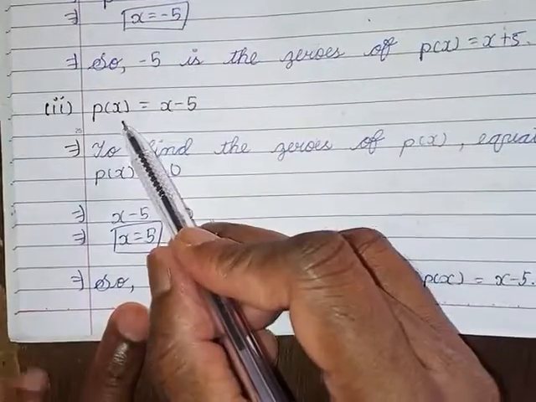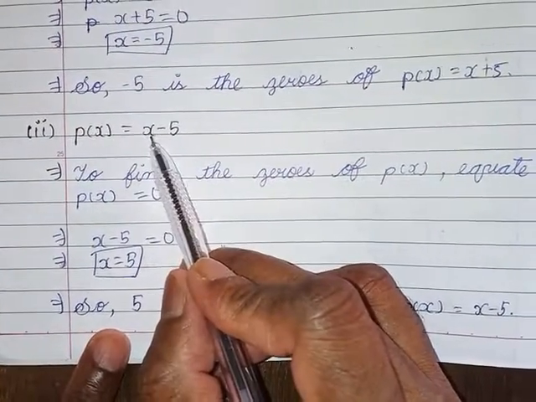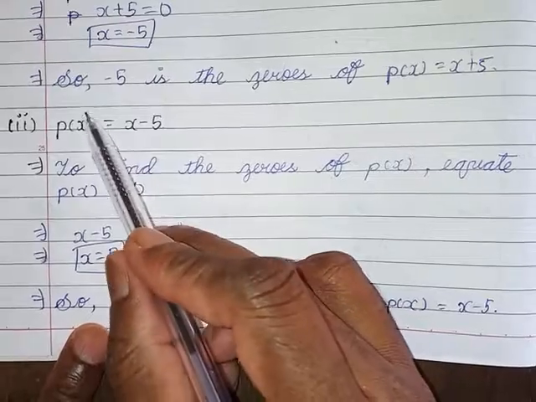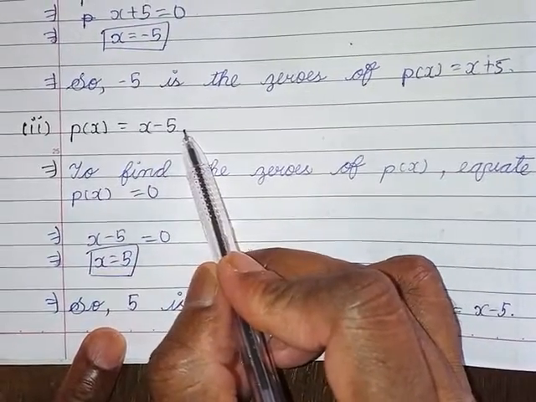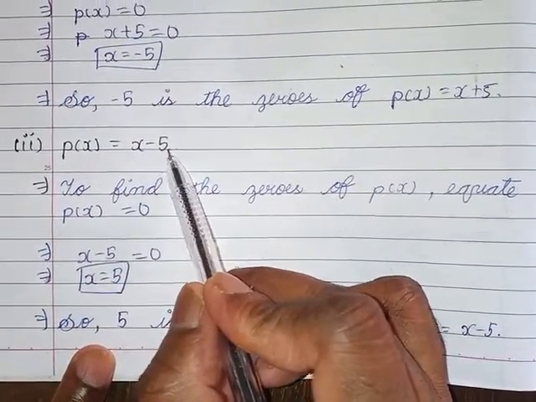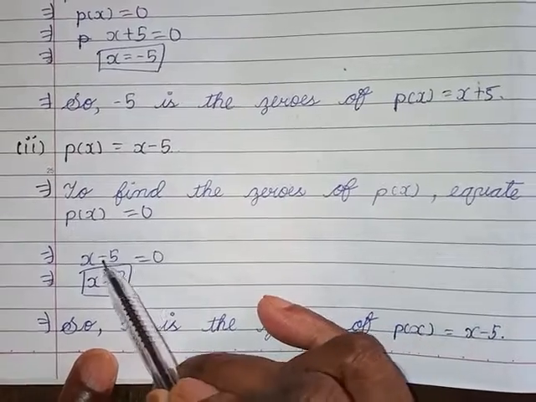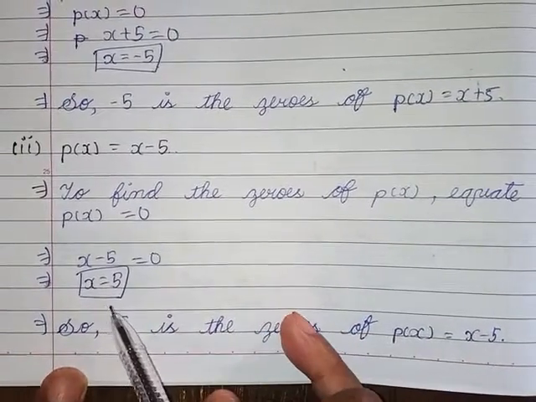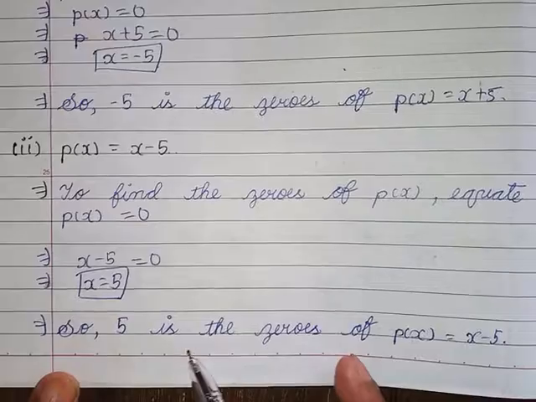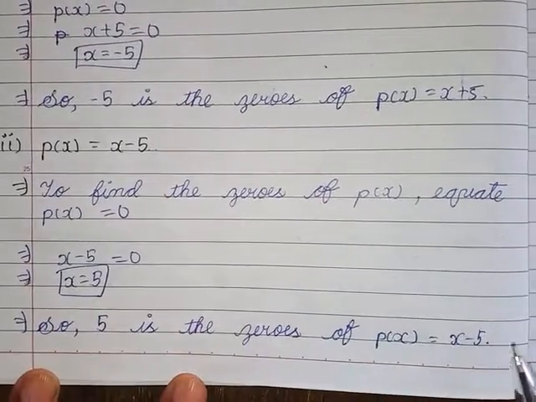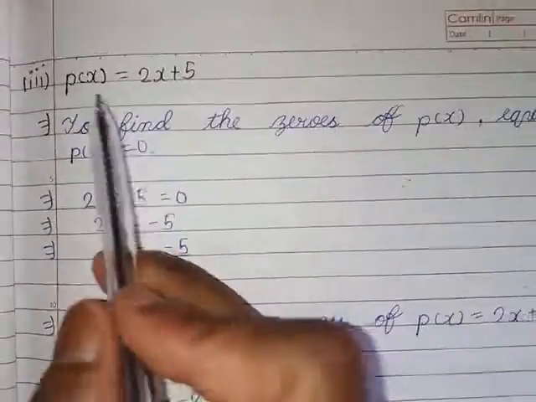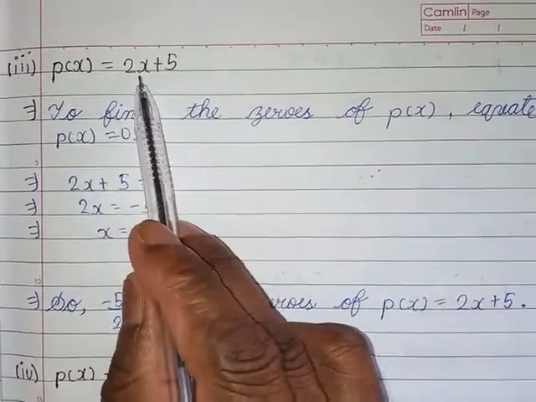Is it? Now here also p(x) is equal to x minus 5. What you have to do? Equate p(x) is equal to 0. If you equate p(x) is equal to 0, then x minus 5 is equal to 0. So x is equal to 5. So 5 is the zero of p(x) equal to x minus 5. Is it? Now check it for p(x) is equal to 2x plus 5.